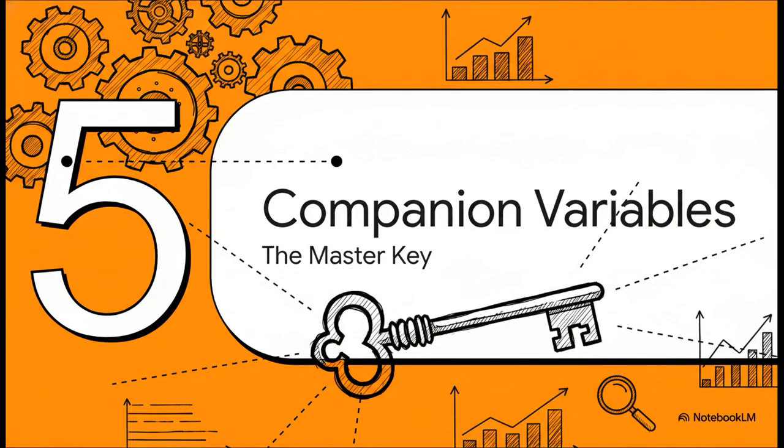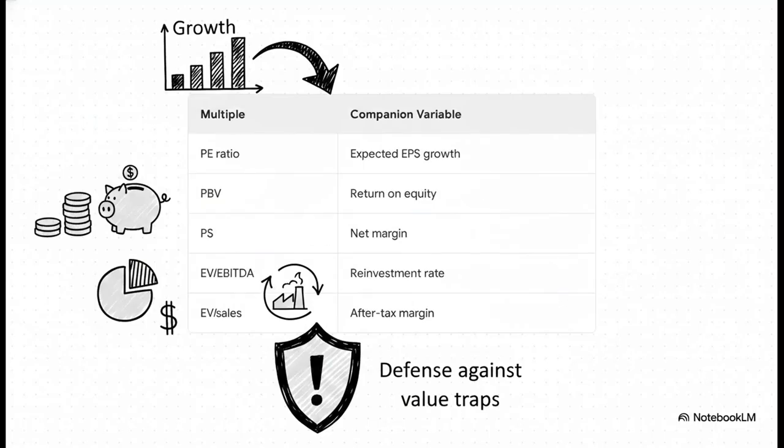And that brings us to Section 5, finding the companion variable, which is, without a doubt, the master key. This is the final, ultimate secret of Damodaran's entire framework. Every single multiple is unlocked by one core fundamental driver. We call this the companion variable.